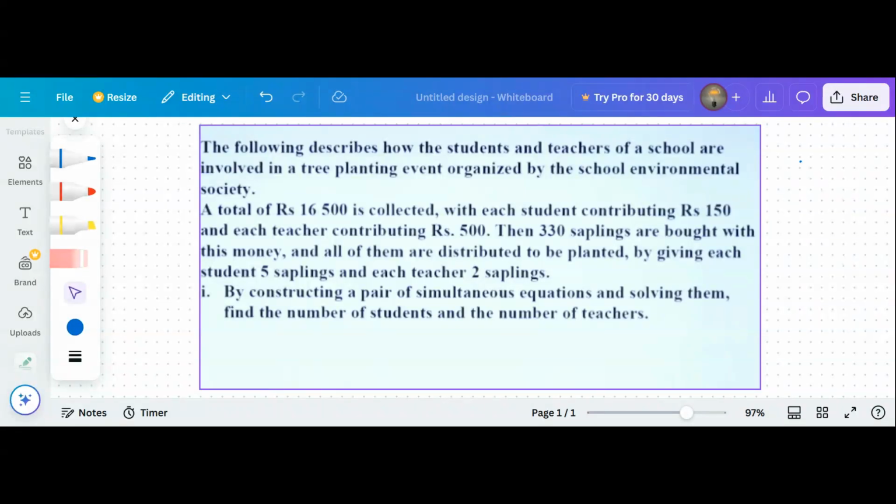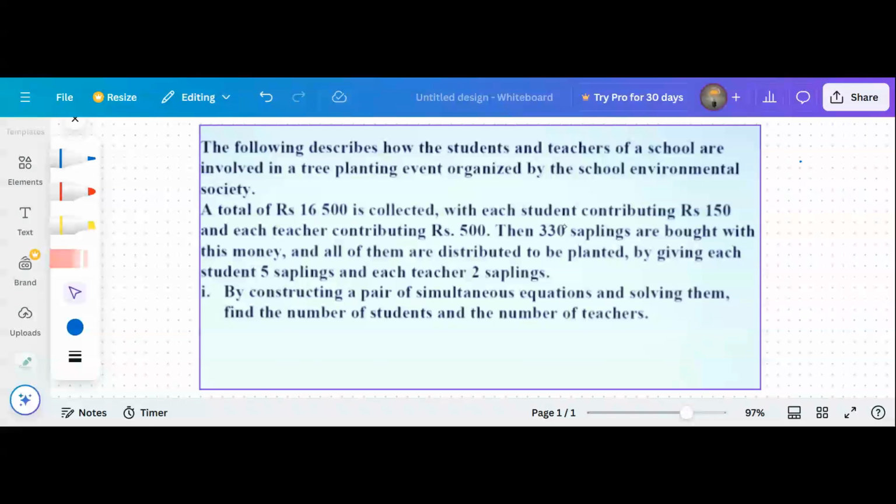So they are going to plant trees. That's the event. A total of rupees 16,500 is collected. So usually, if there is an event in a school, the school would collect money from the students. That's usual. So they are collecting 16,500 rupees. Whichever country you are in, maybe you can think like $16,500 or whatever, with each student contributing rupees 150. So $150 or rupees 150.